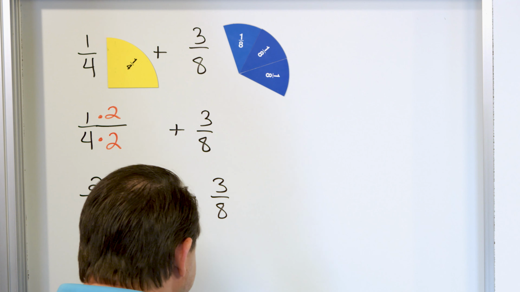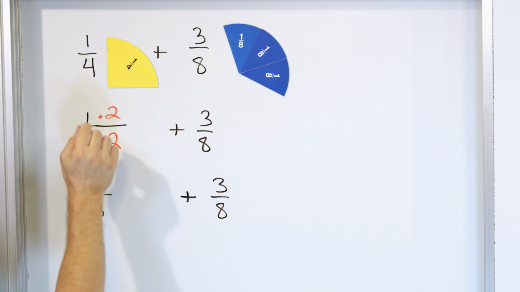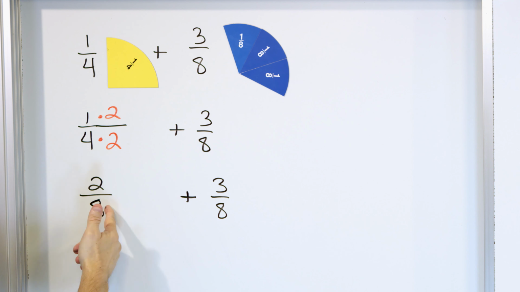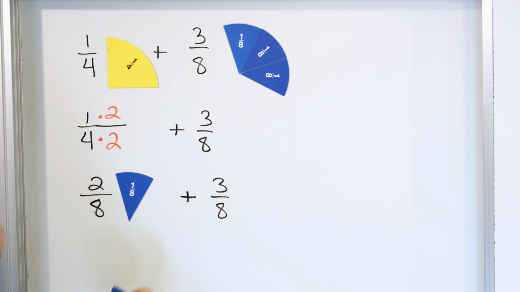Now, what does 2/8 really look like? What we're saying is 2/8 is the same thing as 1/4. Multiplying top and bottom by 2 just changes the way it looks. So 2/8 looks like something like this.